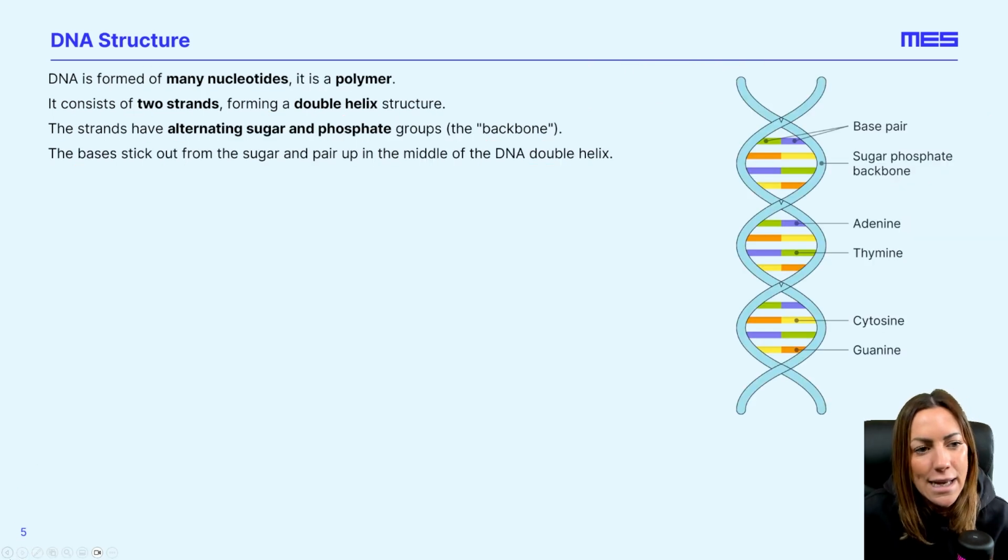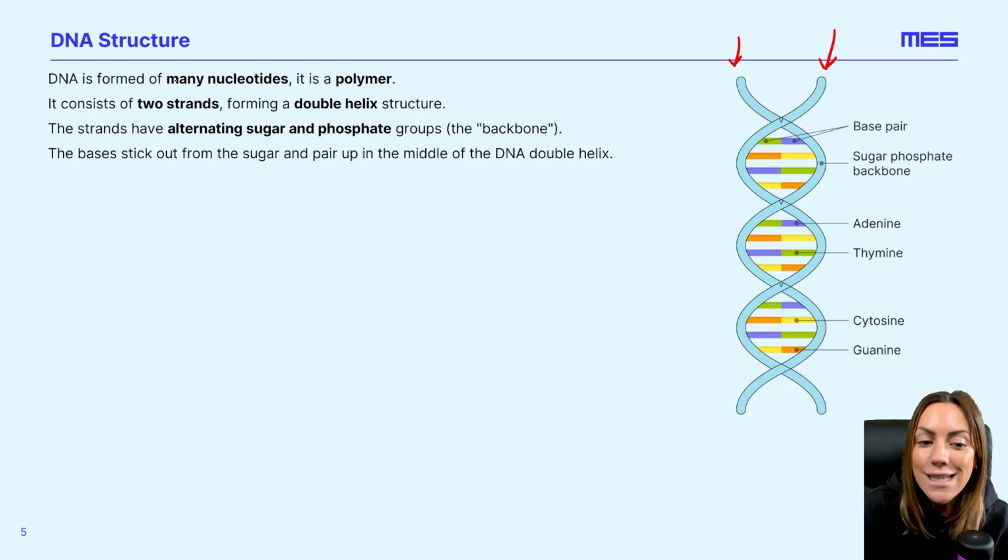Now, if we delve a little bit deeper into the structure of DNA, you can see here, this is kind of what I was trying to draw before. We've got the 2 strands. They'll be made up of the sugars and the phosphates. We can see it's twisted into a double helix shape, and you can see the bases are in the middle. So let's just go through that again.